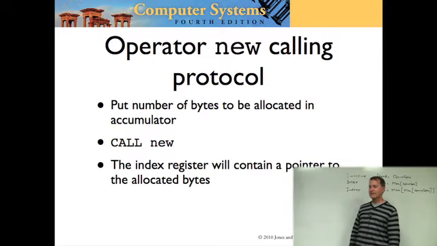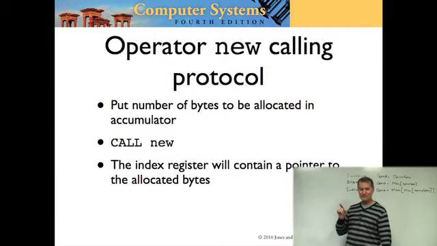But with new, first of all, new is not recursive. New doesn't call any other functions. We don't need a return address. So here's the protocol for new. The way this new operator is going to work is that in your main program, all you have to do is put the number of bytes that you want to be allocated in the accumulator.